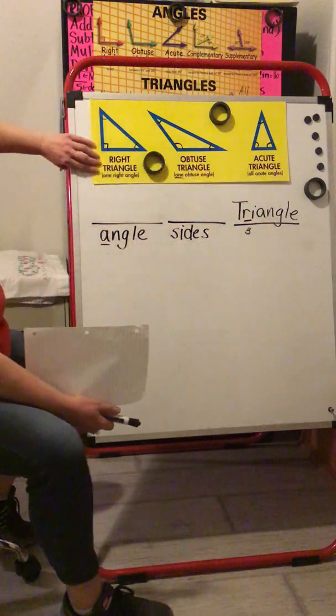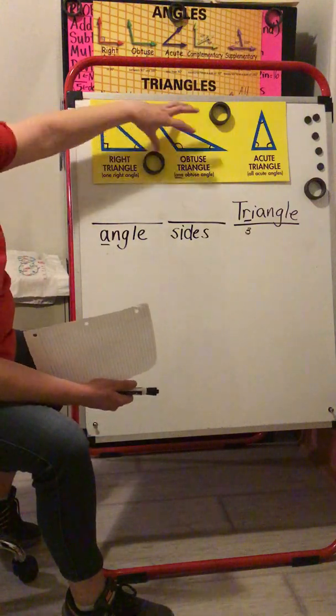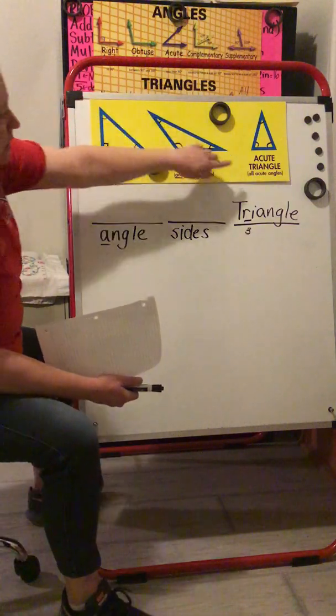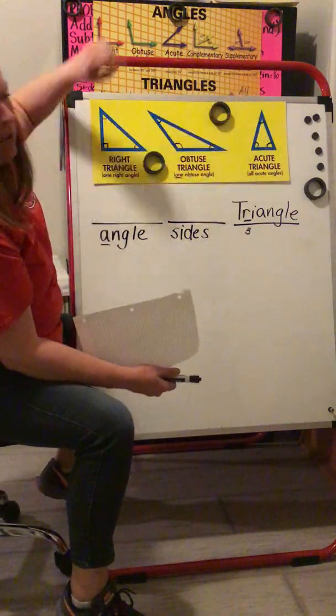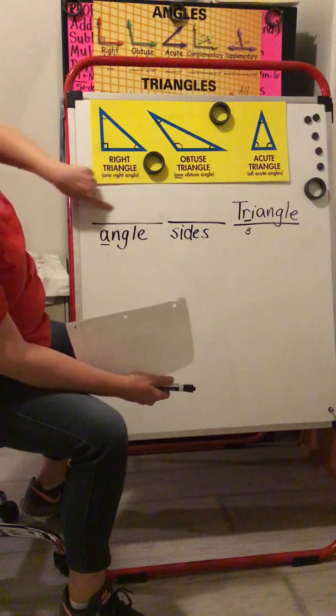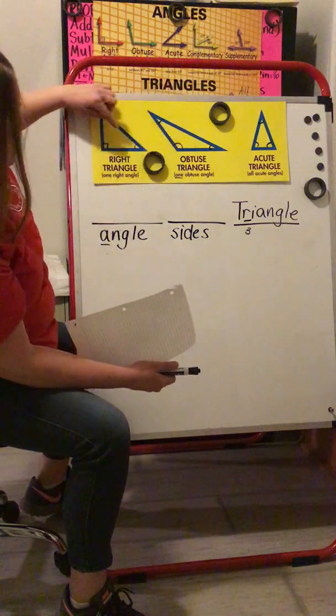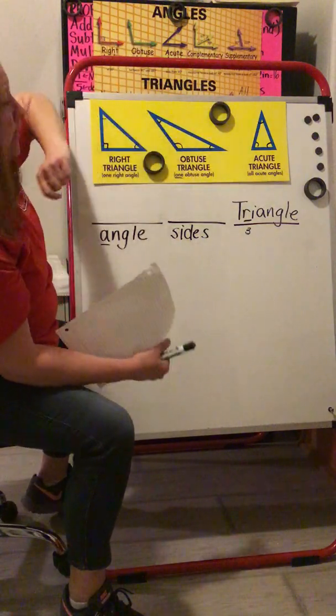So, right triangle, you have one right angle. An obtuse triangle, you have one obtuse angle that's bigger than a right angle. And an acute triangle, you have 3 angles in there that are all acute angles. Okay, so our first name for our triangle is going to be what kind of angle you find. Is it a right, an obtuse, or an acute triangle?